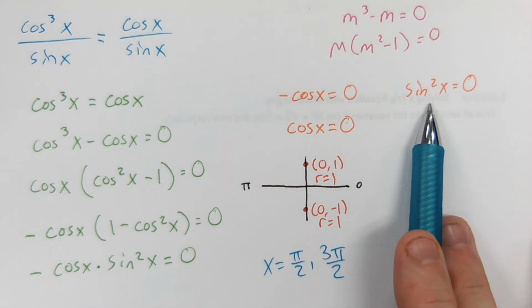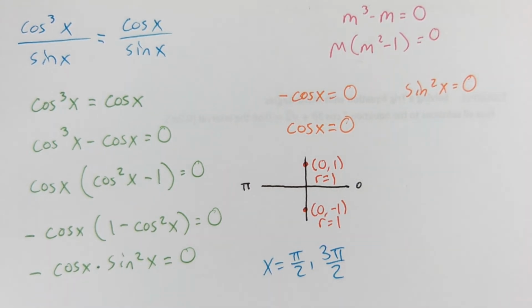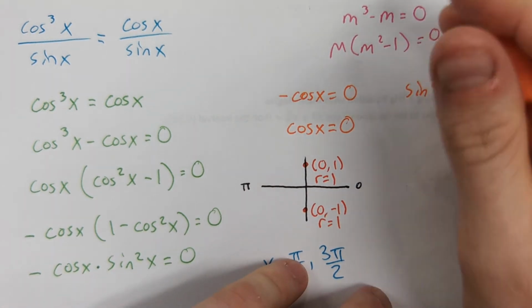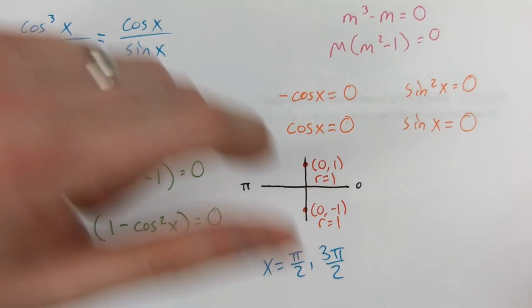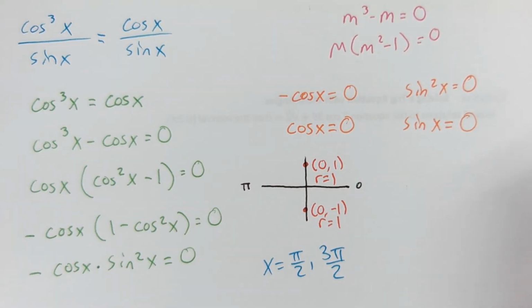How would you solve this? What would be the first thing you did? Root both sides. Take the square root of both sides, which would normally create a plus or minus situation, right? But the square root of 0 is just 0. Our job now would be to figure out when sine of x is equal to 0.